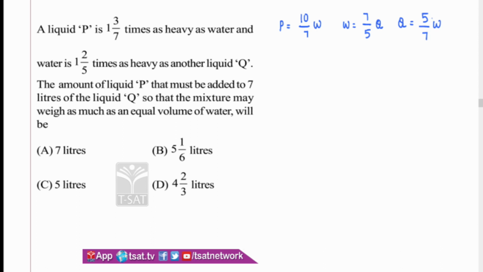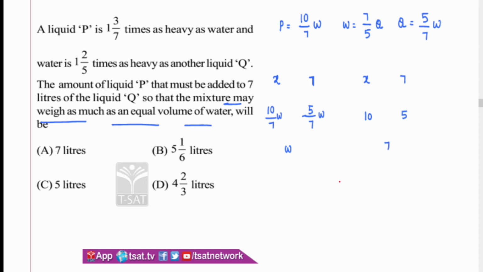The amount of liquid P must be added to 7 liters of liquid Q. How many liters of P must be added to 7 liters of Q? Now what is A1? It is 10/7 of W. It must be added to liquid Q so that the mixture may weigh as much as an equal volume of water. So this is 5/7 of water. It should be equal volume of water, which means W. Now multiply everything by 7 by W. W gets cancelled. You just multiply it with 7. So what are you going to get? X and 7. This is 10. This is 5. It's going to be 7.